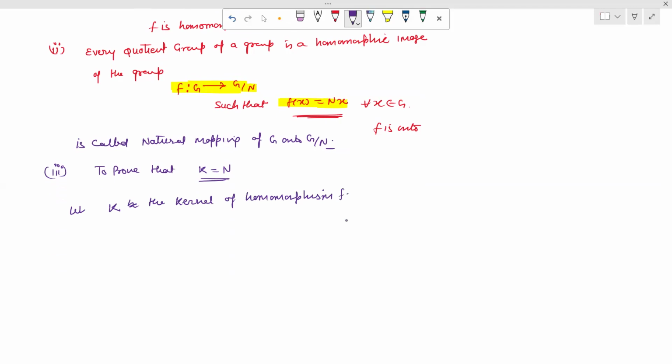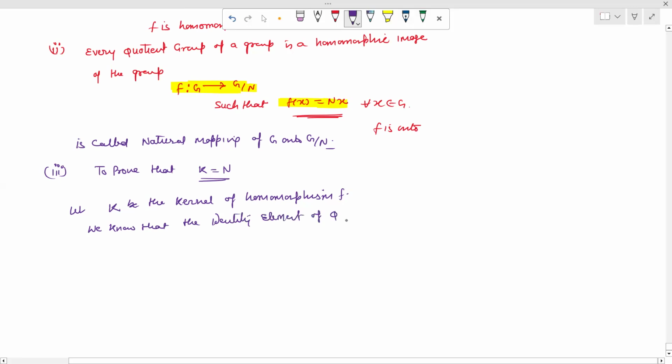So we know that the identity element of the quotient group G over N is the coset N, and we have already proved this.